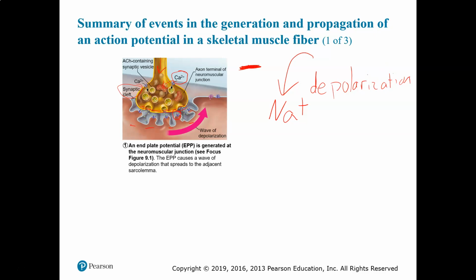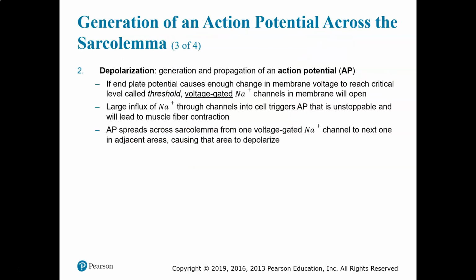And once the depolarization happens at one point on the sarcolemma, it will then spread to the rest of the sarcolemma, causing it to also depolarize. So you have the positive charge, positive, positive, positive, negative going to positive, negative going to positive, all the way down the sarcolemma. And eventually the sarcolemma is going to form into a T-tubule, and that depolarization is going to propagate down the T-tubules as well.